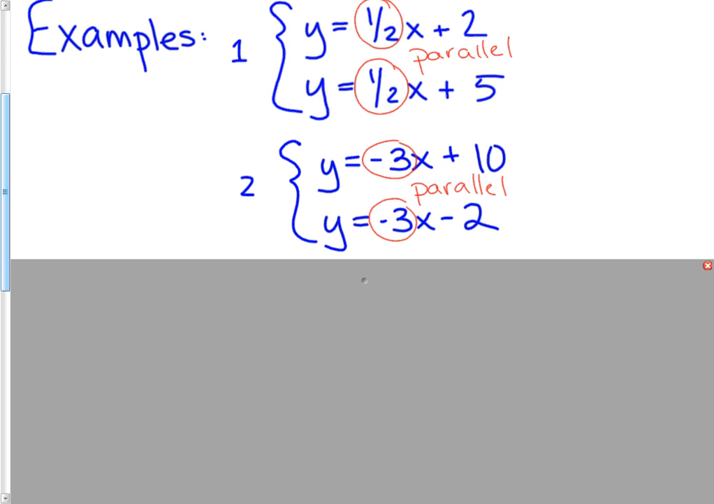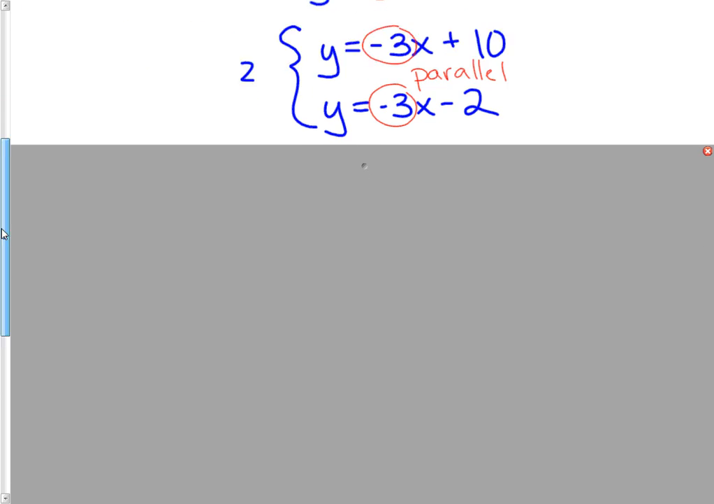So it's fairly easy in this case. You may have to convert lines. So you may have a problem where you have two equations in standard form, and you'd have to convert them to slope-intercept like we saw in the previous video. But it's all about finding the slopes. And once you find the slope of both lines, if they're both the same, the lines will be parallel.